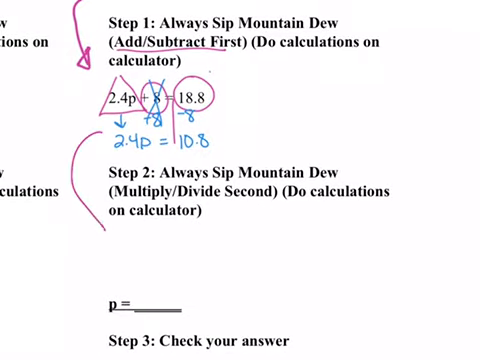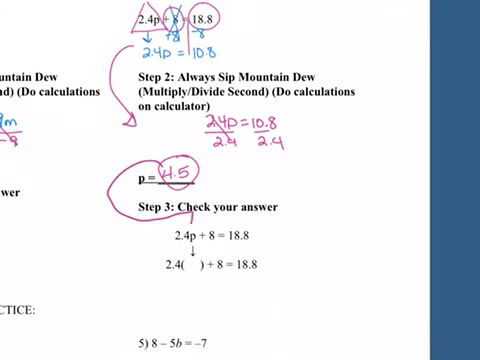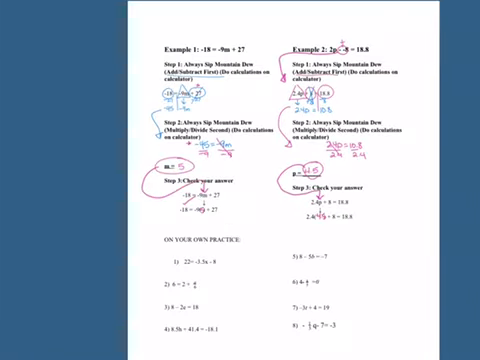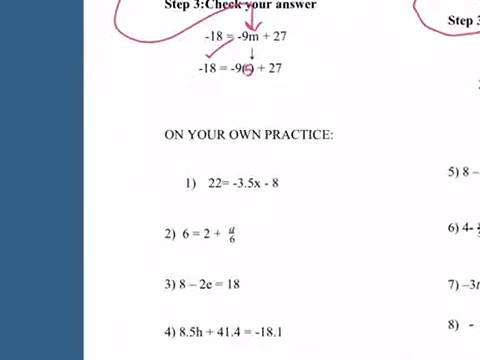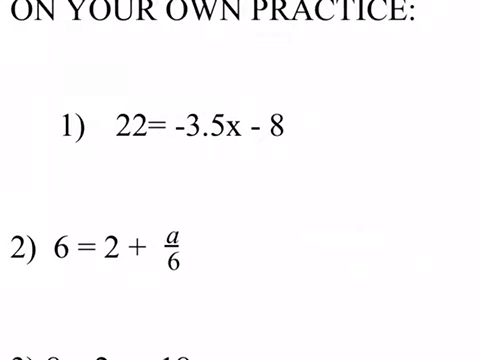Now your last step. So I added or subtracted first. My second step, I have to either multiply or divide. So since this is multiplication, I'm going to divide by 2.4. So 10.8 divided by 2.4. And we get 4.5. Again, you can always check your answer. Plug in for p.